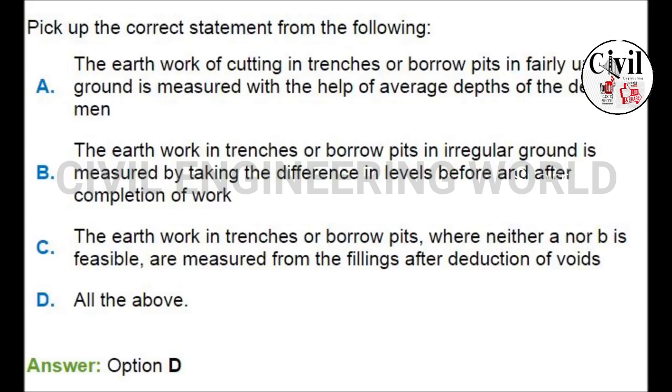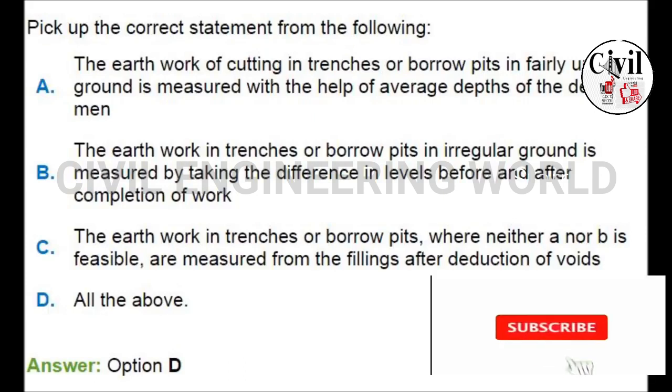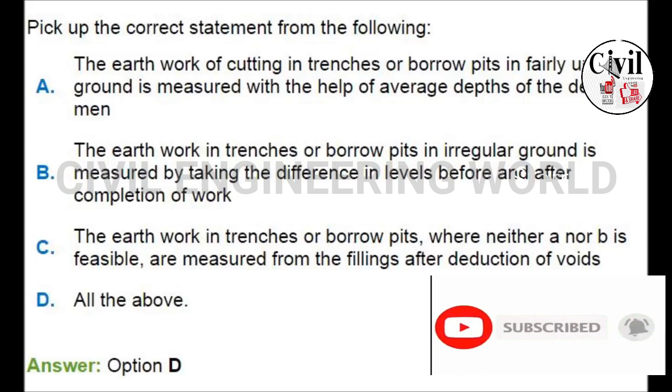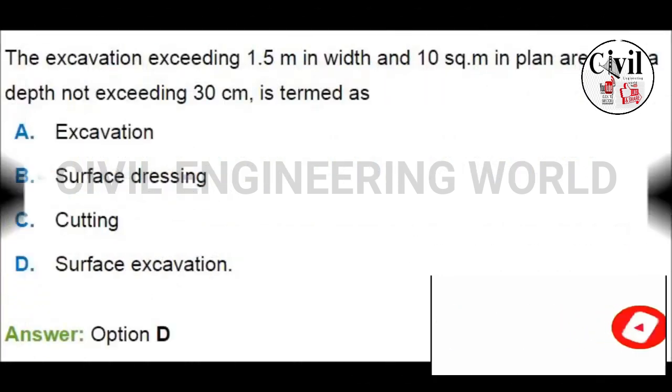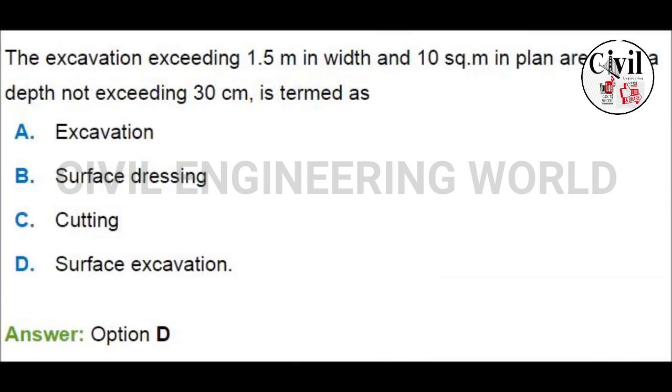Okay, so the next is pick up the correct statement from the following. So all these statements are correct, including A, B, and C. So please read it out. The earthwork of cutting in trenches in borrow pits is fairly uniform ground, is measured with the help of the average depth of dead men. The earthwork of trenches or borrow pits in irregular ground is measured by taking the difference in levels before and after completion of work. The earthwork in trenches or borrow pits where neither A nor B is feasible are measured from filling after deduction of voids. All above is the correct option.